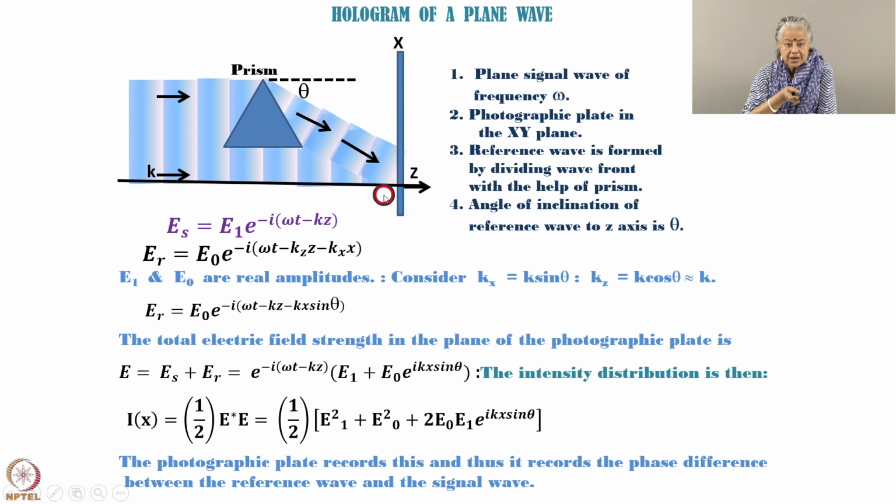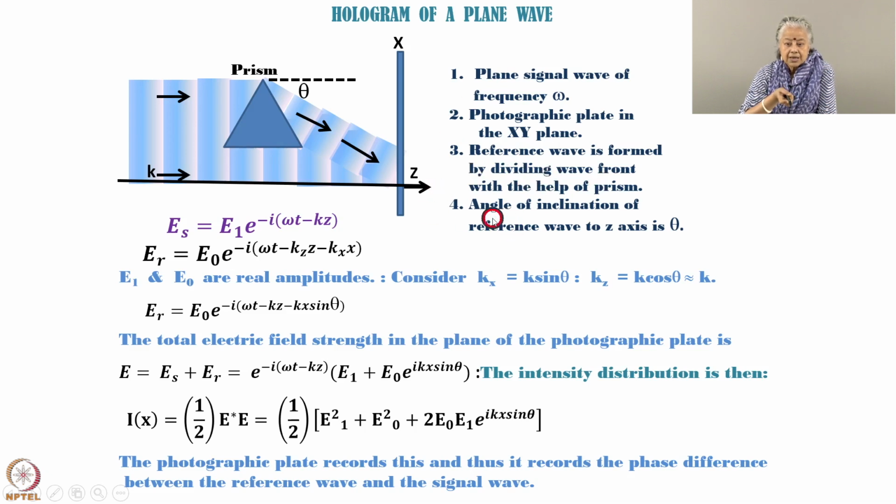the interference between these two waves will be formed on this xy plane. The reference wave is formed by dividing the wave front with the help of a prism. So I call this the reference wave. I have divided the wave front, so I ensure the coherence is maintained.